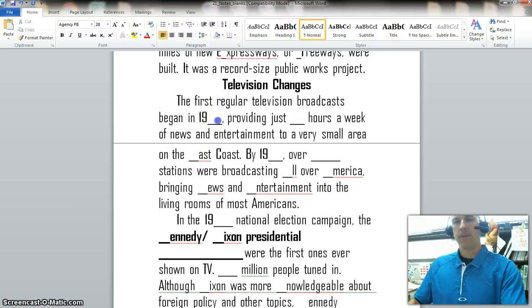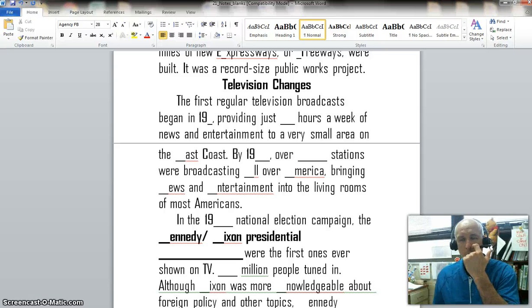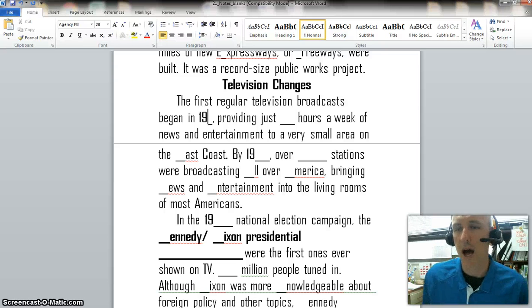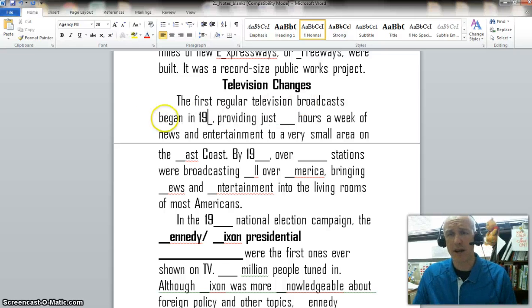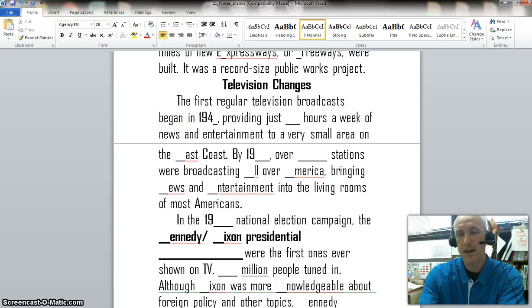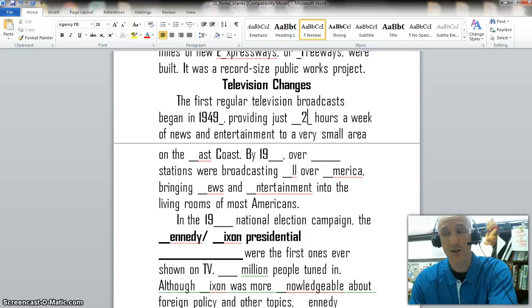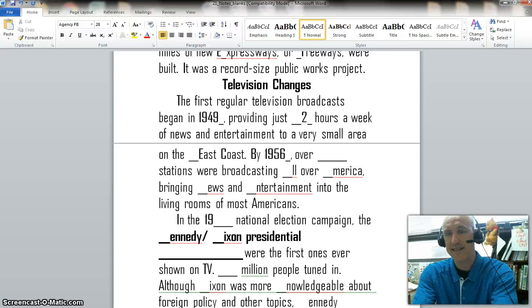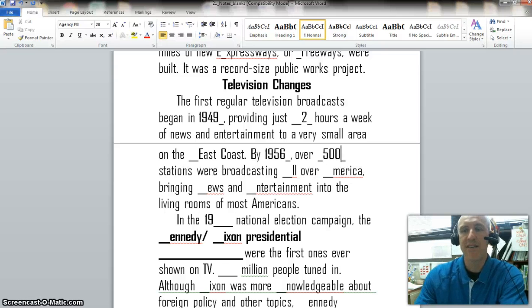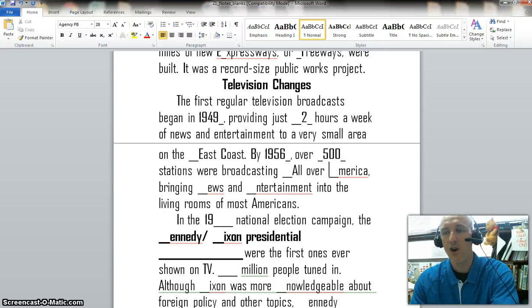Very good. Television is going to get more and more important in our lives, and let's see what happens to us because of television. The first regular television broadcast began in 1949, providing, check this out, this is how much TV they had, 2 hours a week of news and entertainment to a very small area on the East Coast, where the big industries are. Now the year would be about 1956. Watch this. This is going to be a huge boom of television. 500 stations were broadcasting all over America.